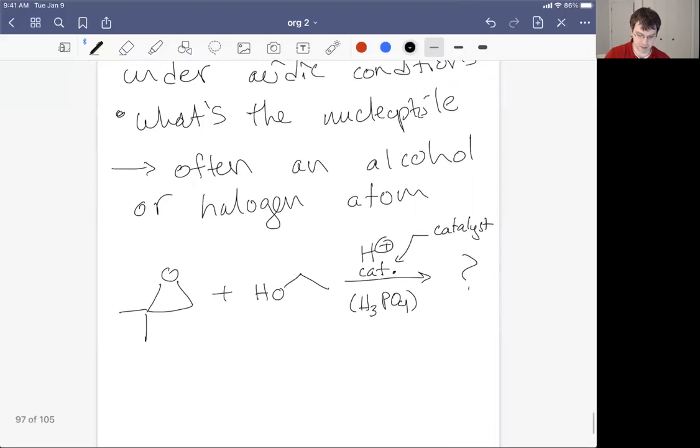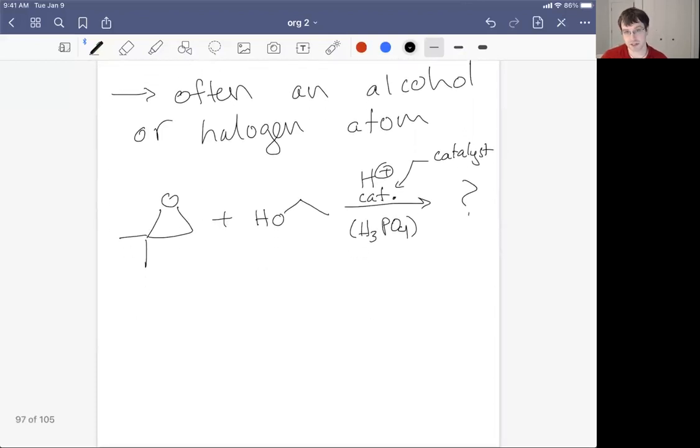And we could see that from the mechanism. And the mechanism is also going to allow us to see what the product's going to be. Okay, so what is the mechanism for this reaction? What I'm going to do is just go straight down from the starting materials.